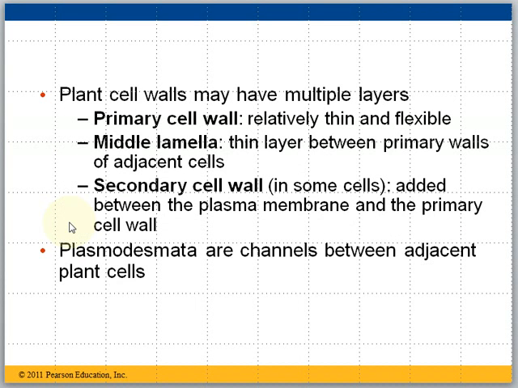Most plant cell walls are made up of multiple layers, so you're not just talking about a single layer of material. You have oftentimes 2 to 3 different layers. You can have what's called a primary cell wall, which is relatively thin and flexible. Then you have what's called a middle lamella, which is between the primary wall of one cell and the primary wall of the neighboring cell. And then sometimes you have a secondary cell wall, an additional layer between the plasma membrane and the primary cell wall. So depending on the plant cell you're talking about, you may have 2 to 3 layers that make up this cell wall.